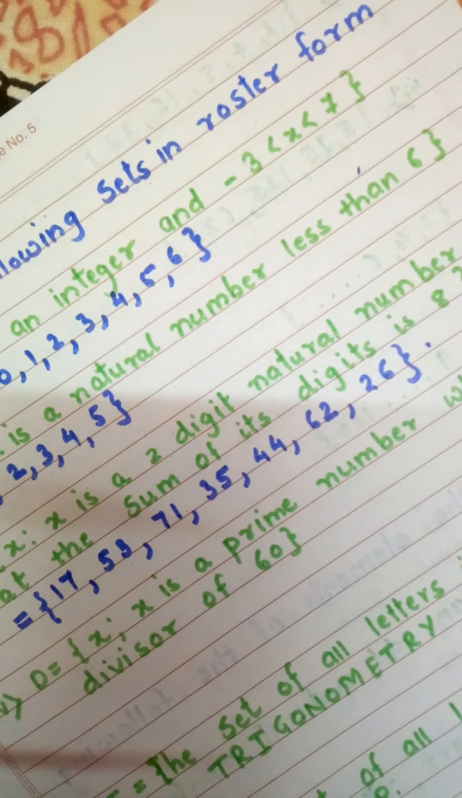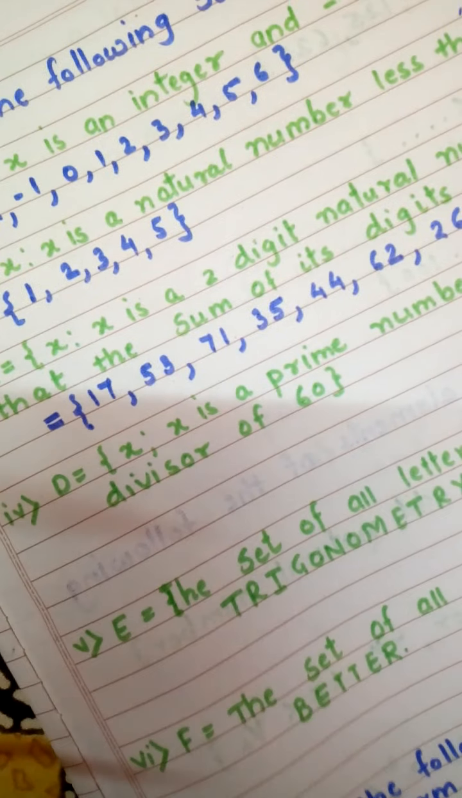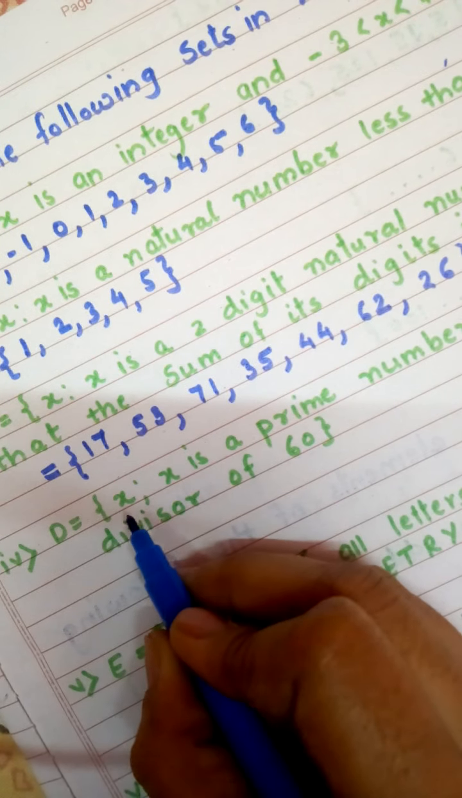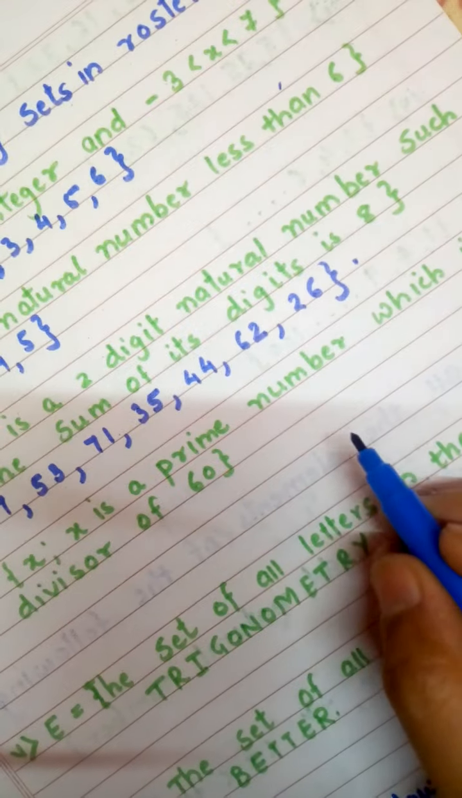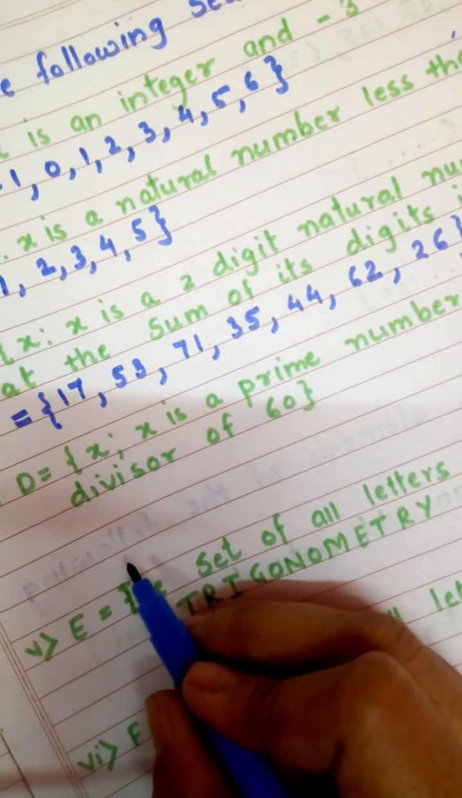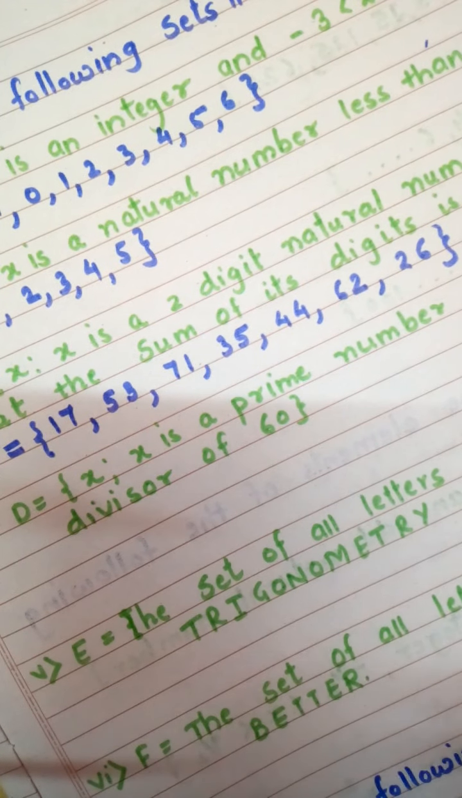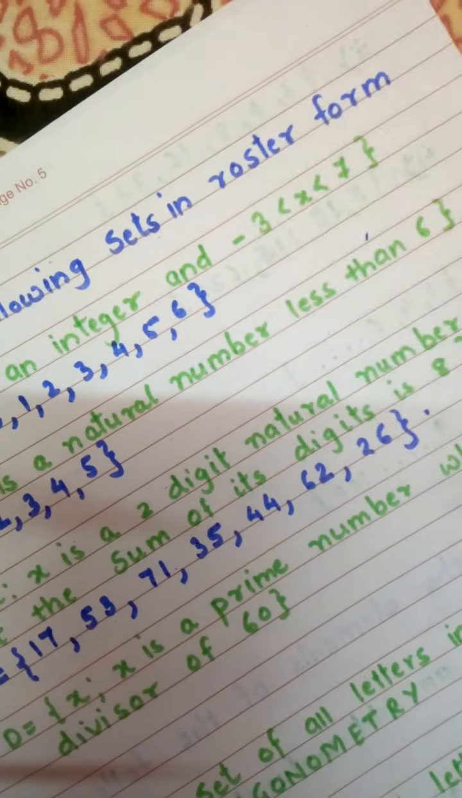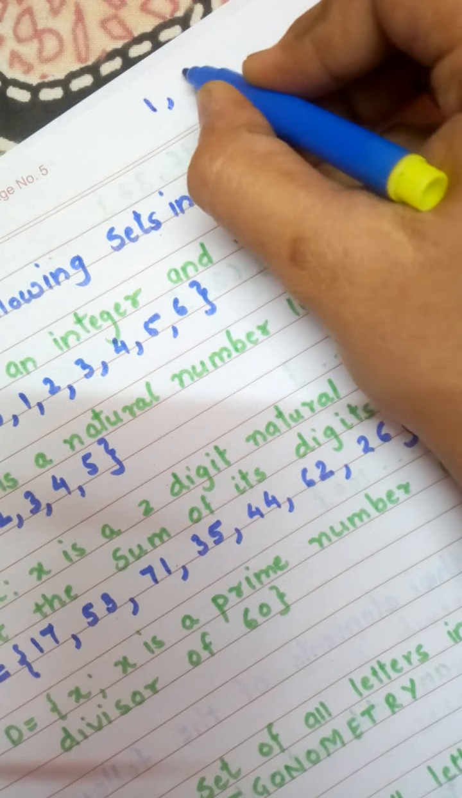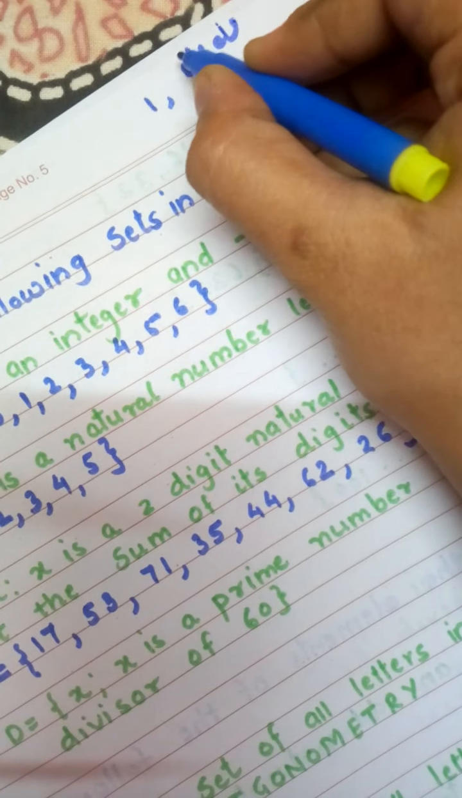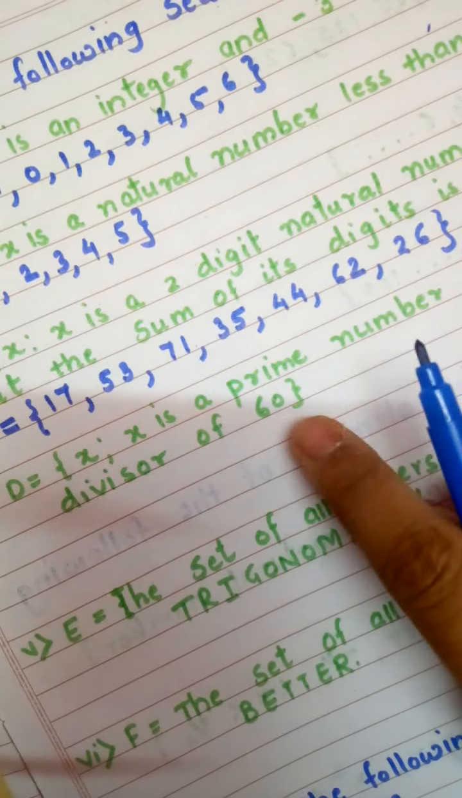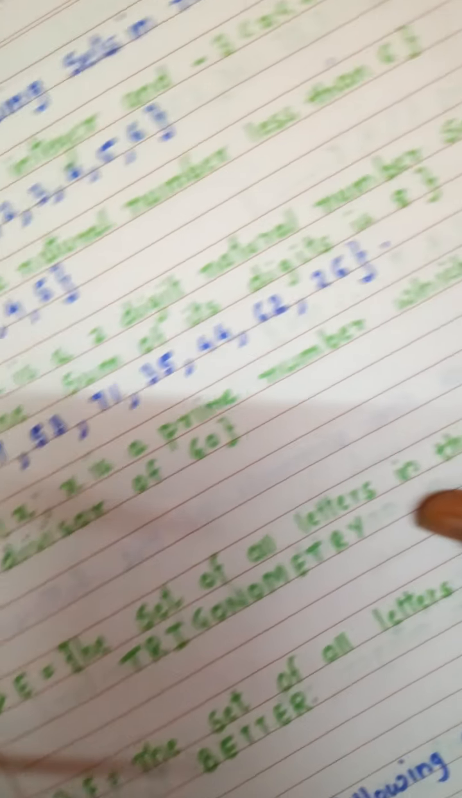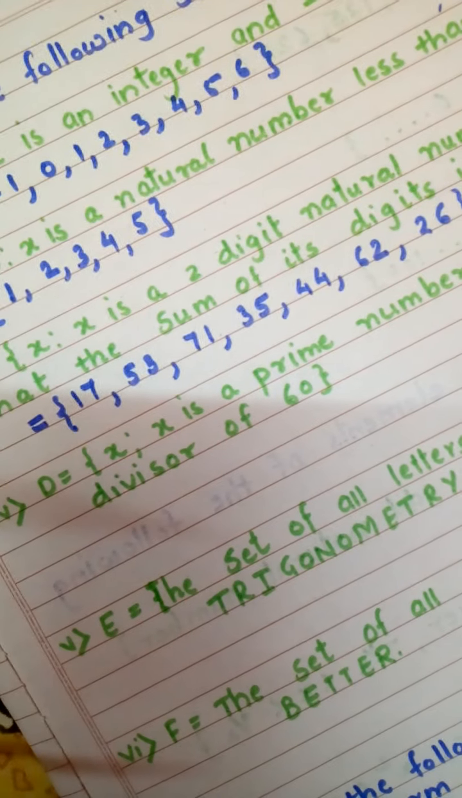Now coming to the next question, the fourth one, that is D equal to {x such that x is a prime number which is a divisor of 60}. Now what are prime numbers? Prime numbers are those numbers which are divisible by itself and by 1. They have only two divisors, that is 1 and itself. So now x has the property that x is a prime number which is a divisor of 60.